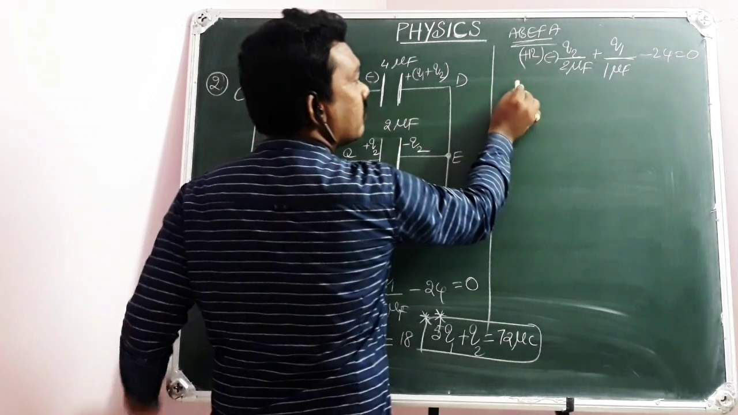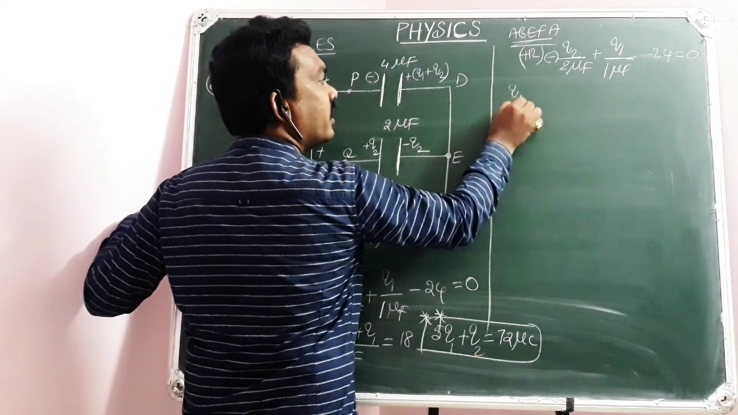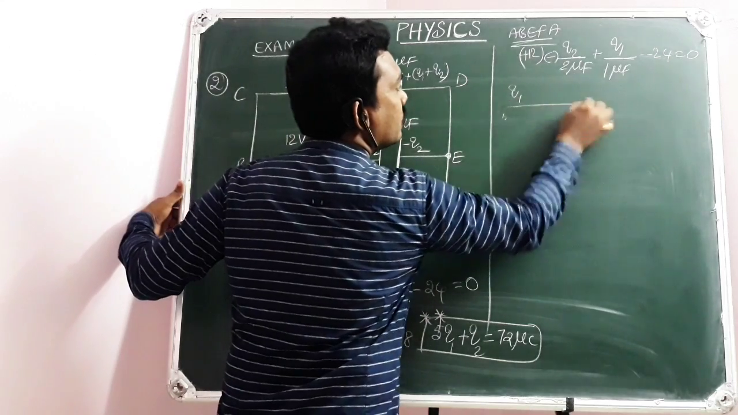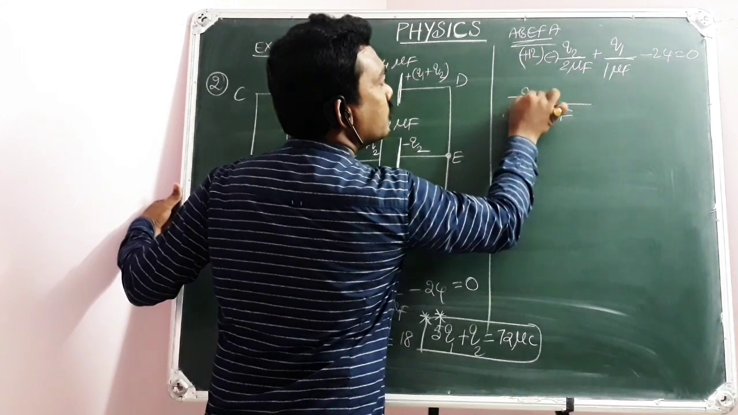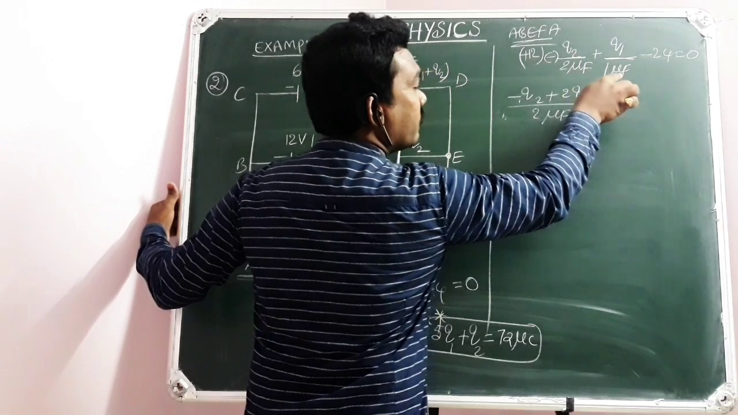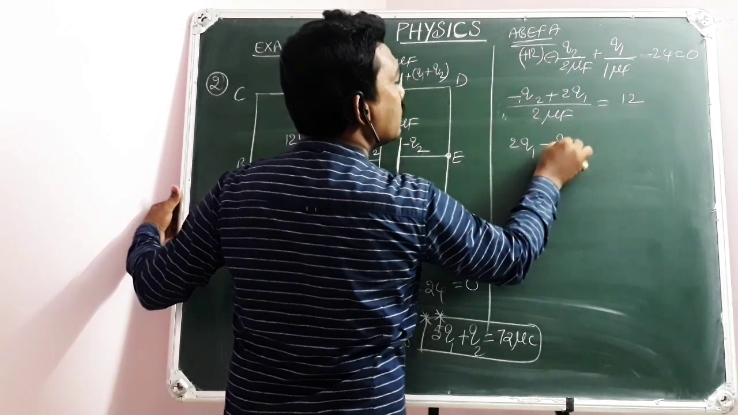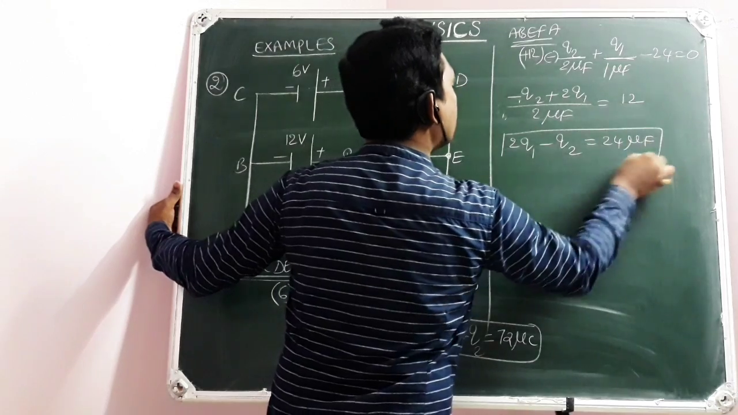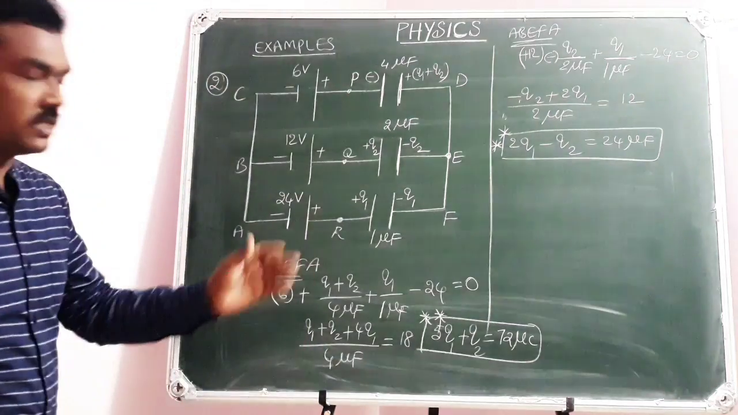Now if you are writing here, the equation is Q1 by 1 microfarad. Of course, let us take 1 and 2 LCM, 2 microfarad. 2 microfarad one time, so minus Q2 plus 2 times 2 Q1 equal to plus 12 minus 24, minus 12 goes to the other side, plus 12. So this equation is 2 Q1 minus Q2 is equal to 24 microcoulombs. So two equations. This is one equation and this is another equation. These equations are to be solved.